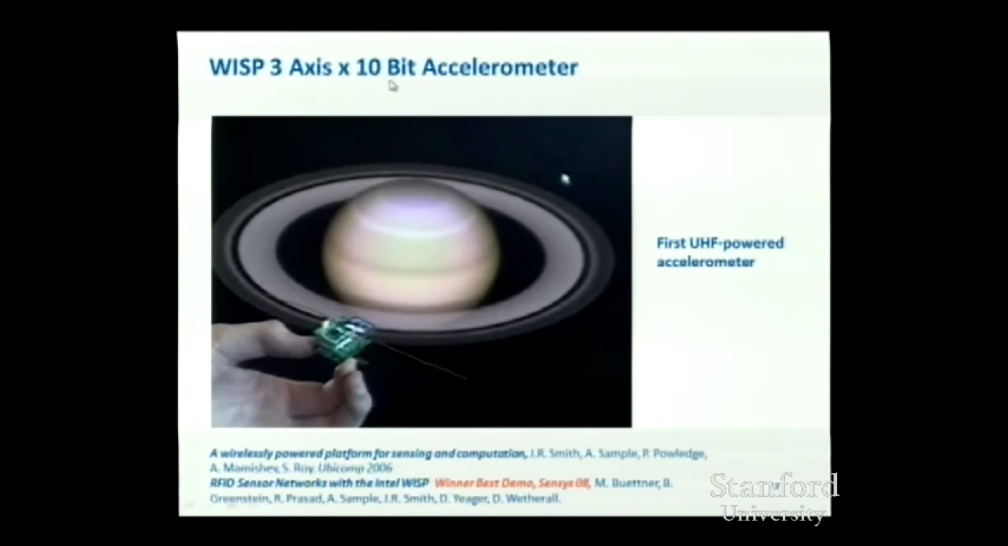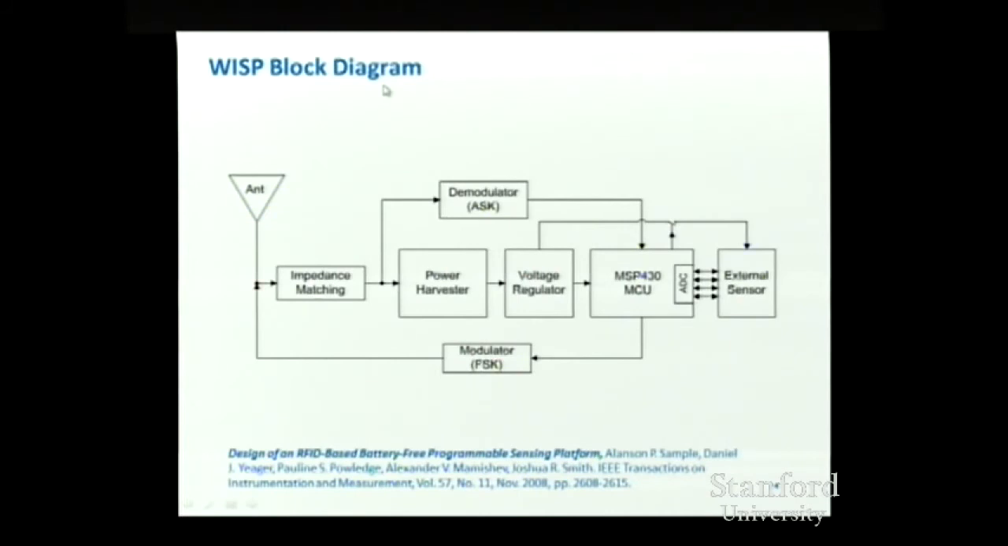So in terms of what's inside that, here's a block diagram. Many of the blocks here are the same as what you'd find in a conventional RFID tag. The difference is the stuff on the right. So working in from the left, there's an antenna, some impedance matching, power.